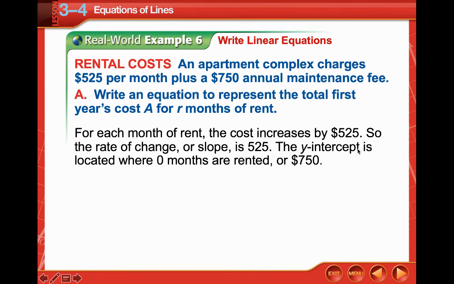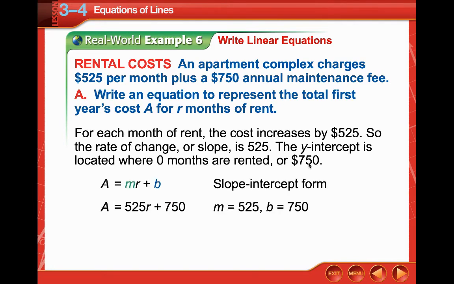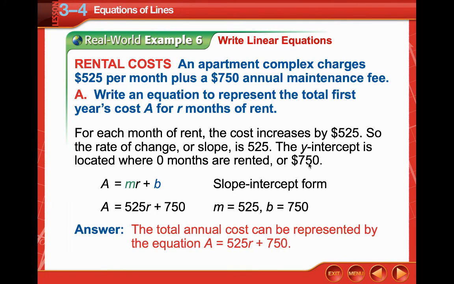The y-intercept is located where 0 months are rented, or $750. So we know it's going to be 525 times how many months there are, which is R, plus 750, which is our y-intercept. It's all going to equal A, which is our year's cost. So A equals MR plus B, which is going to be A equals 525R plus 750. Total annual cost can be represented by the equation A equals 525R plus 750.